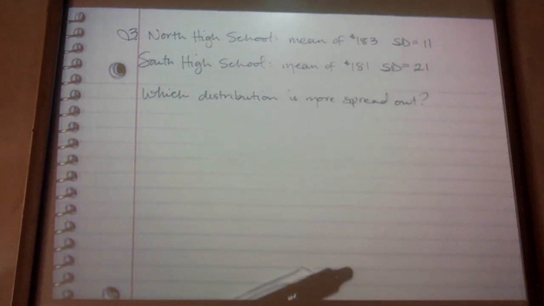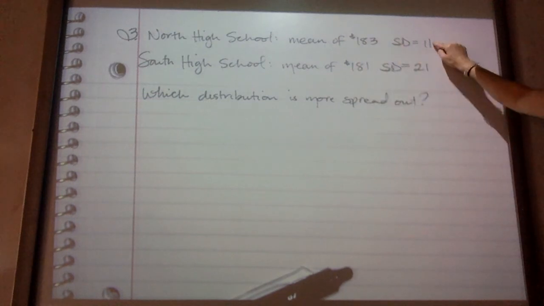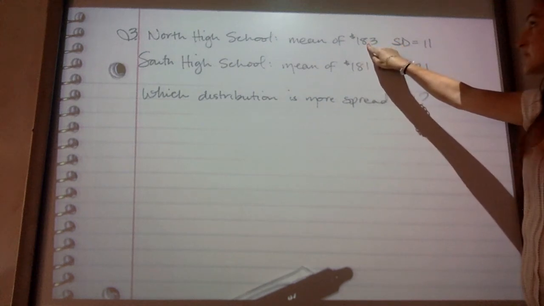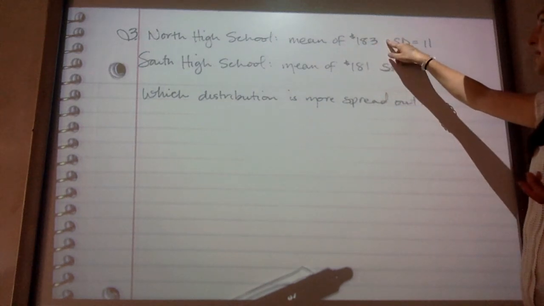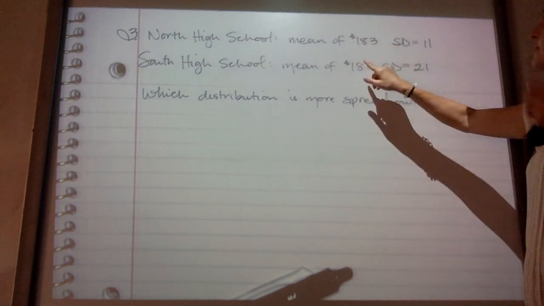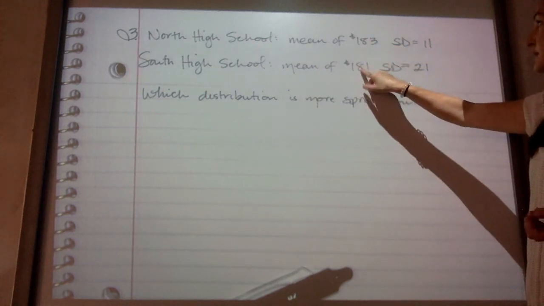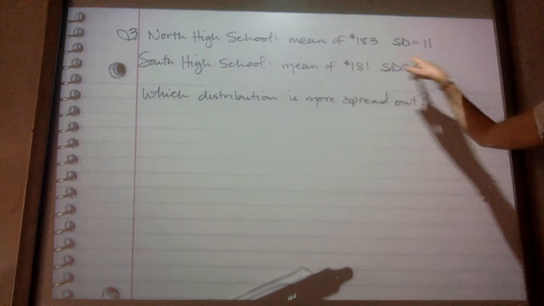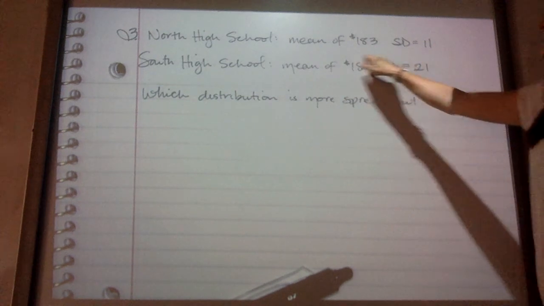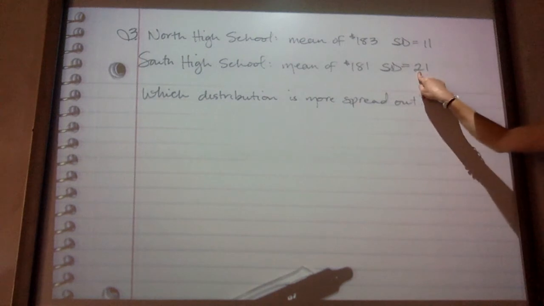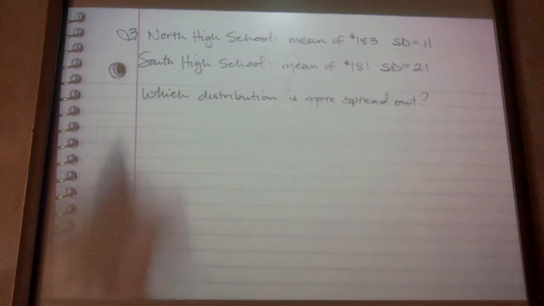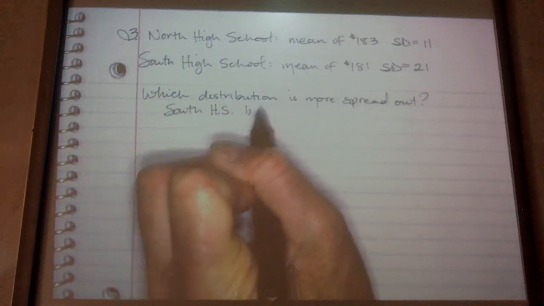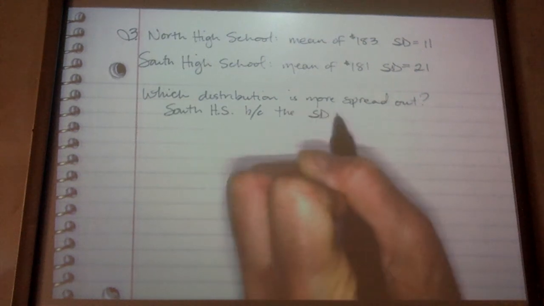Okay, so notice their means are very similar. It's their standard deviations that are very different. This standard deviation of 11 means that on average, the data is only 11 units apart. So 183 plus 11 would be 194. Okay, this South High School, the mean's slightly lower, but the standard deviation is much greater. So the average distance away from the mean is 21. So that means that this data is much more spread out because the standard deviation is greater. So I would say South High School, because the standard deviation is much greater.